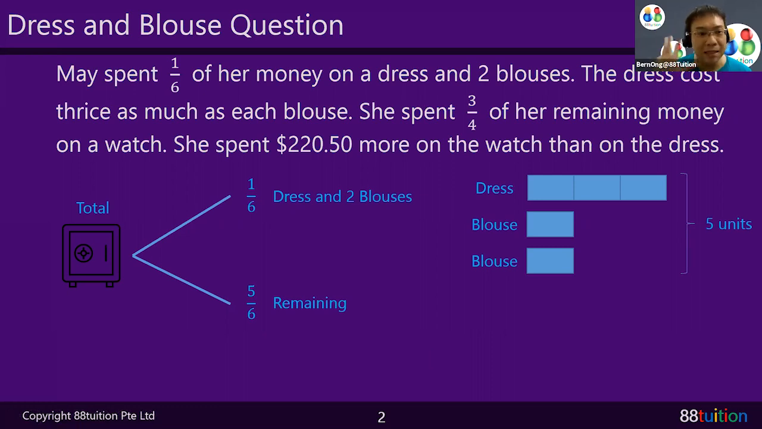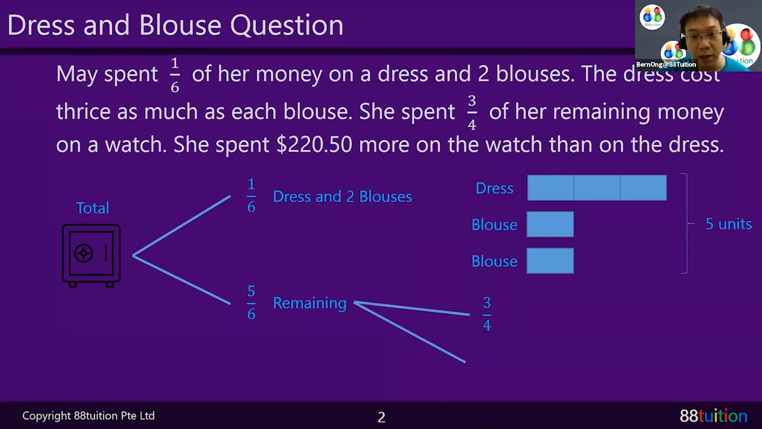So I can say that these 5 units and the 1/6 of the money are the same, because they are comparing the dress and 2 blouses. Very safe. Okay, let's read a little bit more. She spent 3/4 of her remaining money on a watch. This 3/4 comes from where? This 3/4 comes from the remaining portion. So you can put your 3/4 down here.